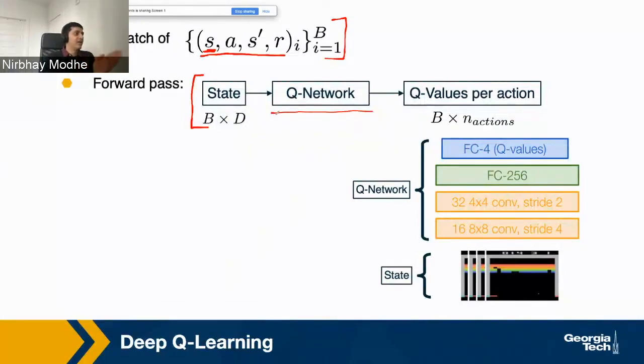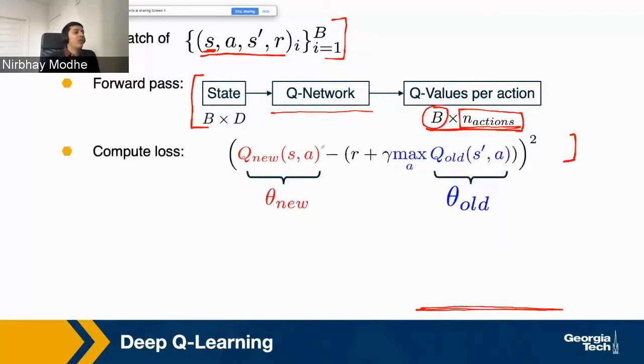pass through this state and predict B outputs. So every single output in the batch is going to be a vector of size n actions, and it's going to give me basically the Q value, Q(S, A), for that particular action given that particular state in the batch. So again, if this is my Q network, I'm going to take as input my state representation, and the last FC layer of my neural network is going to produce, let's say in this case, if I have two actions, two values per item in the batch.